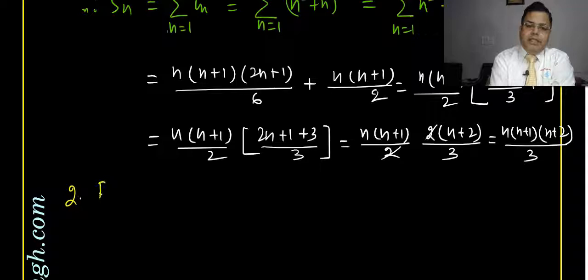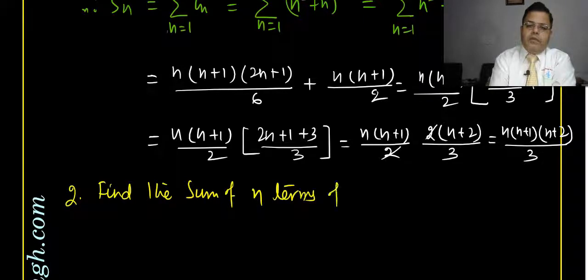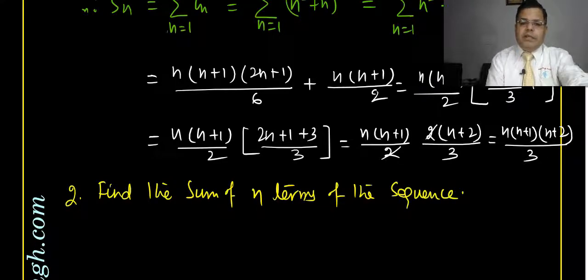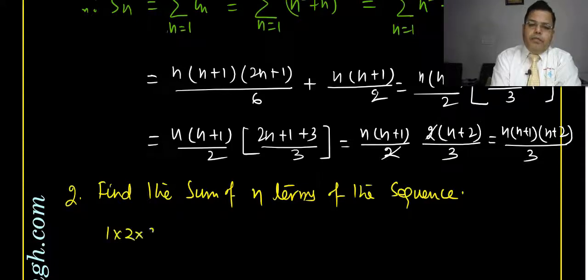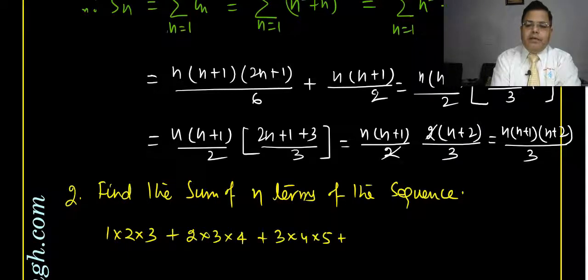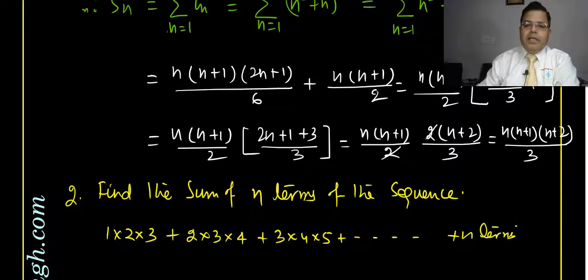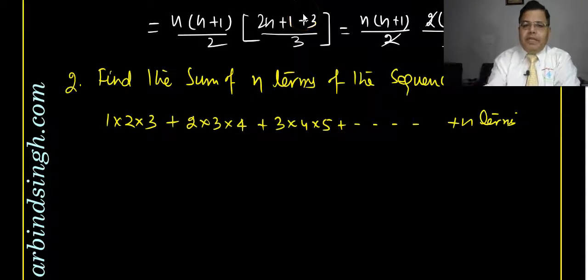Similarly, the second question is, find the sum of n terms of the sequence, and the sequence is given here like 1 into 2 into 3, plus 2 into 3 into 4, plus 3 into 4 into 5, like that up to n terms. Now, in this sequence, each term is a product of three consecutive terms.